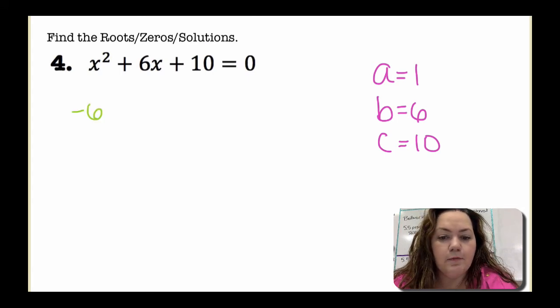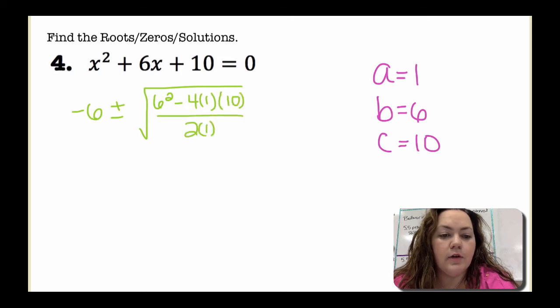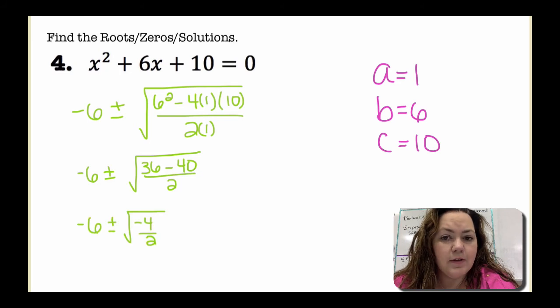All right, so I have negative b plus or minus the square root of b squared minus 4 times a times c all over 2 times a. 6 squared is 36. Negative 4 times 1 times 10 gives me negative 40 over 2. All right, when I do 36 minus 40, I get a negative. And when I divide that by 2, I still get a negative.